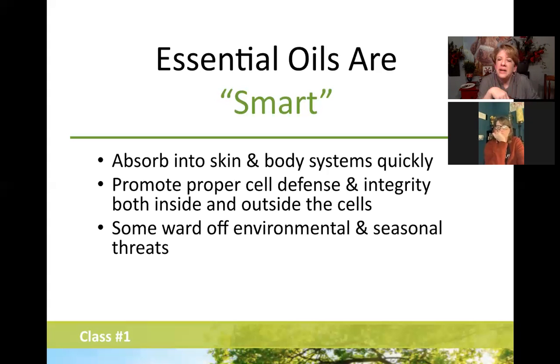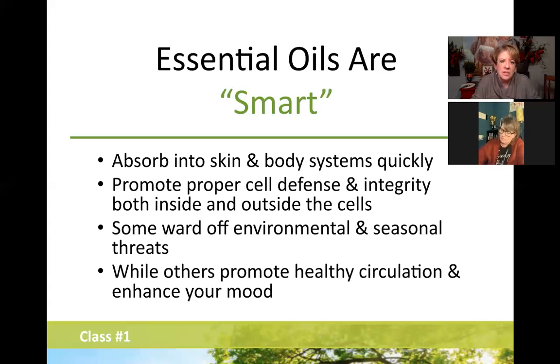Some of them ward off environmental and seasonal threats, as we just talked about, while others promote healthy circulation and enhance your mood. We talk about this often. What is most people's automatic response when you peel an orange or use lemon in something, or grapefruit for me? Oh my gosh. Most people love to just take a minute and inhale the scent of the lemon when peeling it. Well, our essential oils from citrus oils come from the peel or the rind of the fruit. So, same type of effect.